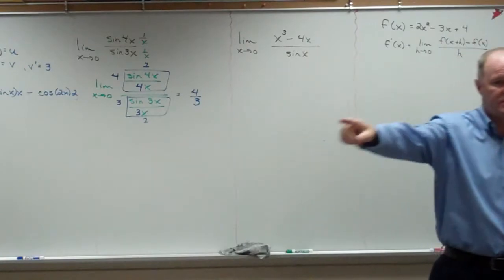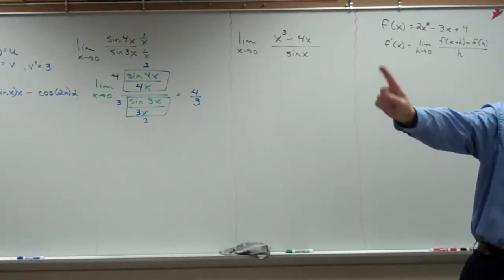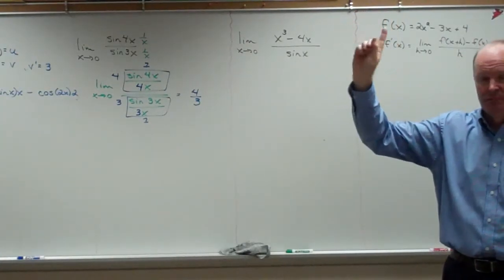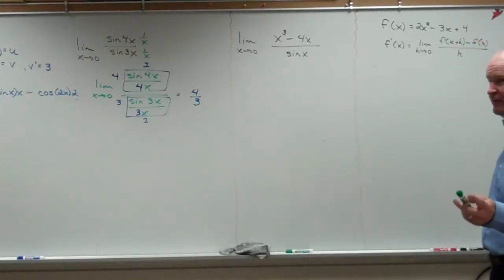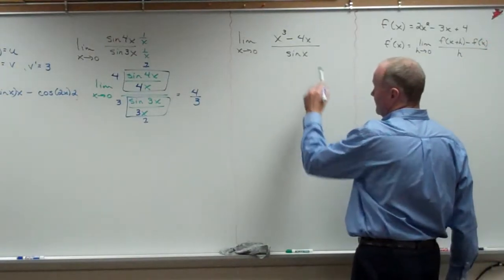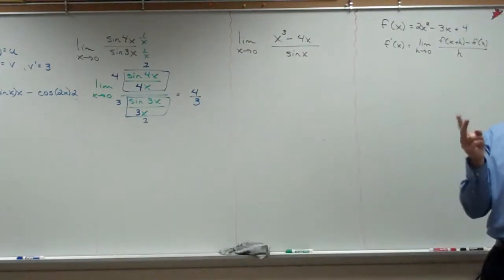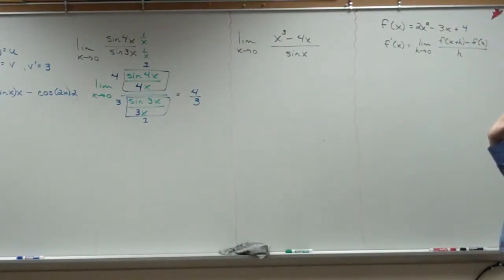Next one. Remember, you've got a list of things in your head as far as limits. What's the first thing you always do? Plug it in. 99 times out of 100, it's going to blow up. It does in this case. The second thing you usually try is factor and cancel.